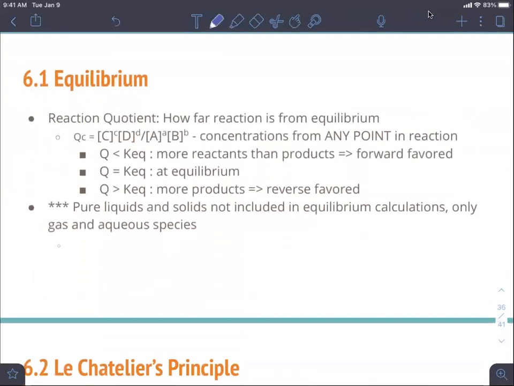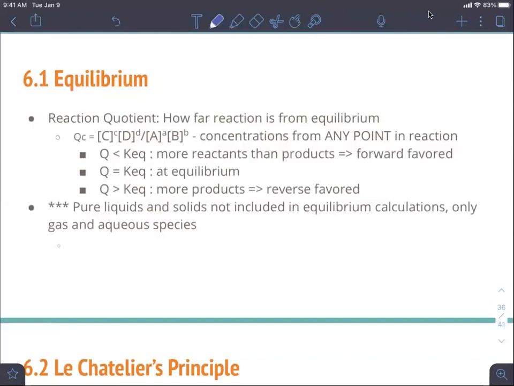The last part of this section is the reaction quotient. The reaction quotient is the exact same thing as the equilibrium constant, except that you can do this from any point in the reaction, even when it's not at equilibrium. So what the reaction quotient shows is how far the reaction is from equilibrium. If it's significantly lower than the equilibrium constant, that means there are more reactants than products, so the reaction is favored in the forward direction. So you want to make more products.